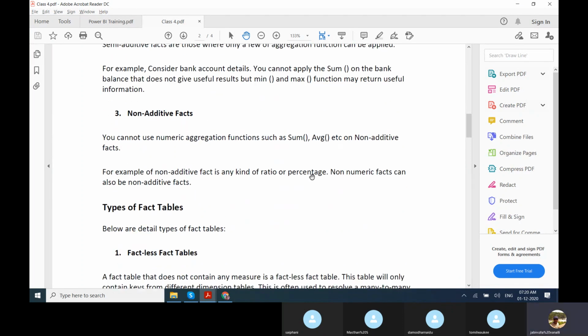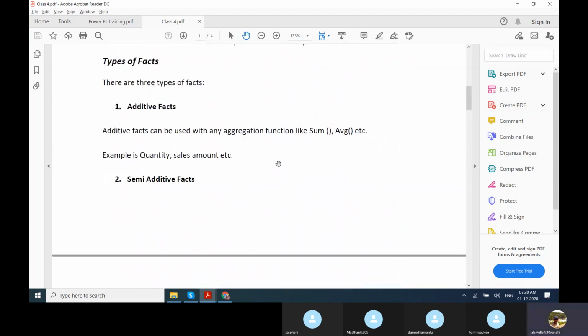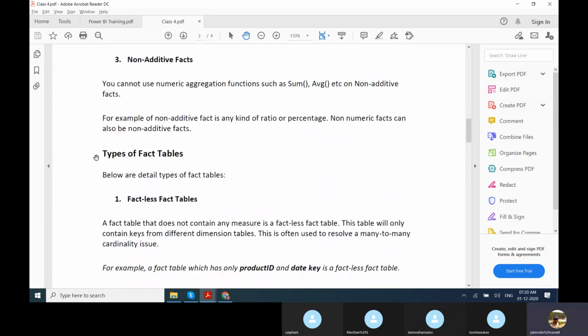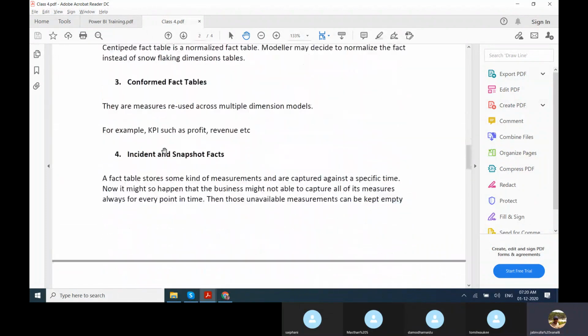Best example, ratio or percentage you can tell. Now it will come to types of fact tables. Okay, types of fact tables are some different. Types of fact tables means there are 5 types of fact tables available.